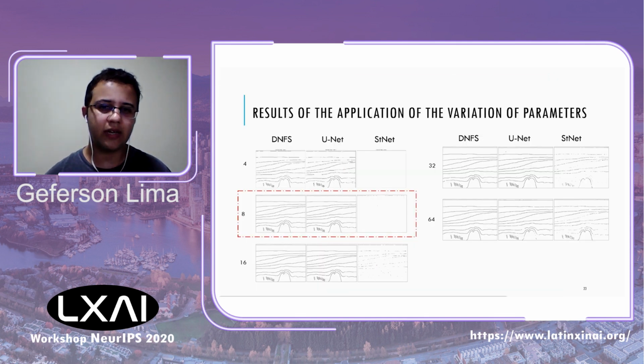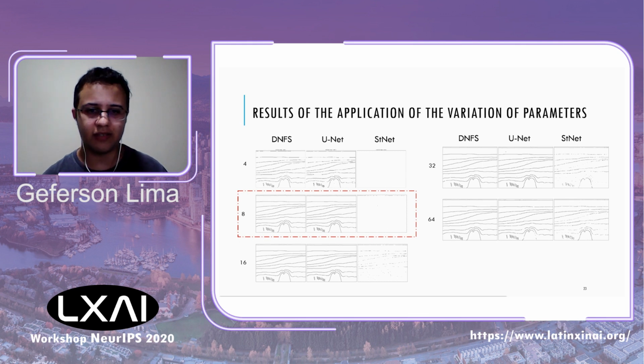Finally, we present a comparison between the predictions of the networks. As can be observed, noise levels increase steadily as the net accuracy decreases. This problem was not observed in the predictions made by our network and by UNet.